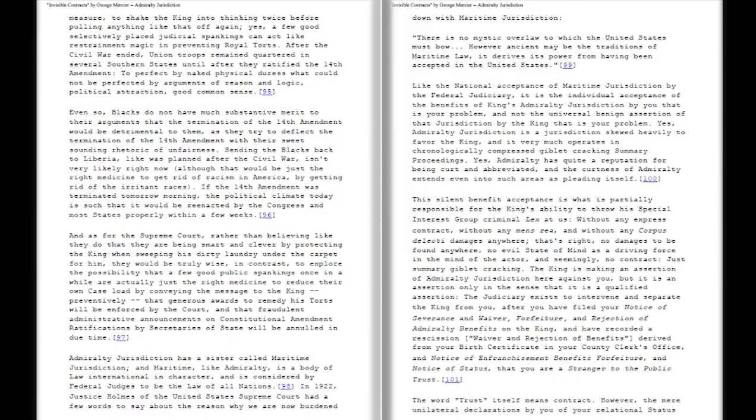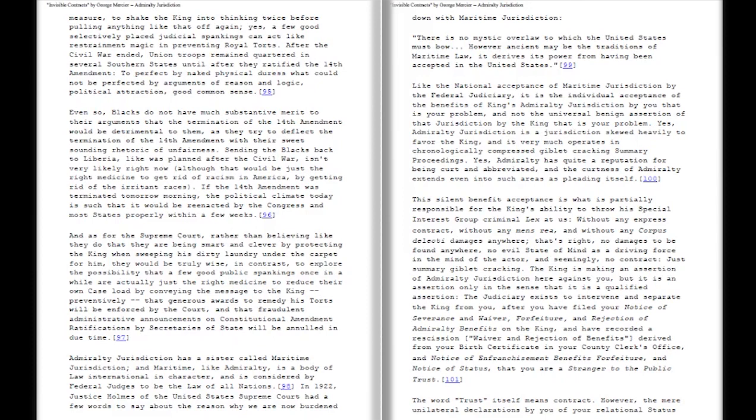This silent benefit acceptance is what is partially responsible for the King's ability to throw his special interest group criminal lex at us, without any express contract, without any mens rea, and without any corpus delicti damages anywhere. That's right, no damages to be found anywhere, no evil state of mind as a driving force in the mind of the actor, and seemingly no contract, just summary giblet cracking.